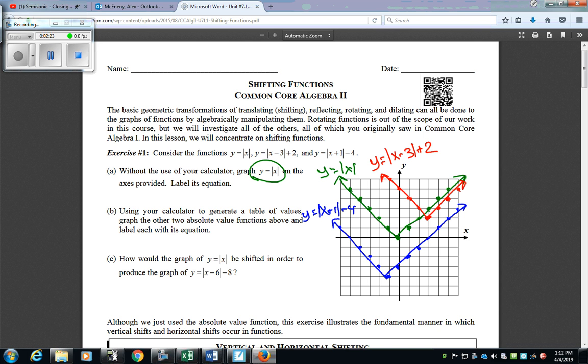Now, going to the questions, it says for B, we got our table, and we graphed those functions, and we labeled each. So for C, based on what we talked about, how would the graph of absolute value of x be shifted in order to produce the graph of y equals the absolute value of x minus 6, minus 8? Well, in this case, based on those turning points, this one should have a turning point of 6, -8. So this graph should shift 6 to the right and 8 down.